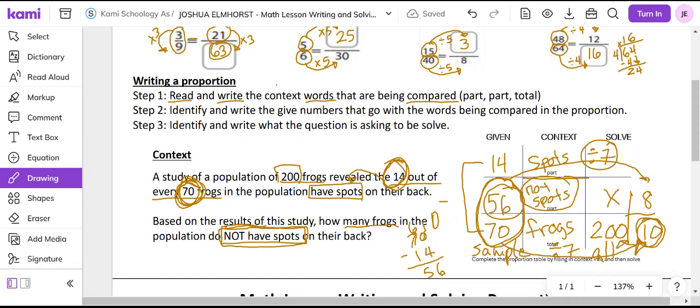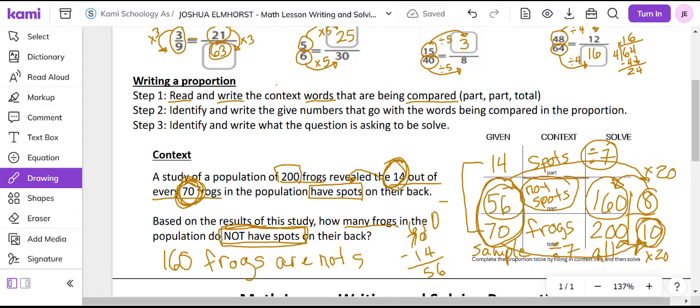Now we can go back and multiply by 20 to get 200. And then we multiply 8 by the same factor of 20. And that will help us solve using factors instead of cross products. So 8 times 20 is going to be 160. So based on the survey results, how many frogs in the population do not have spots? 160 frogs are not spotted.